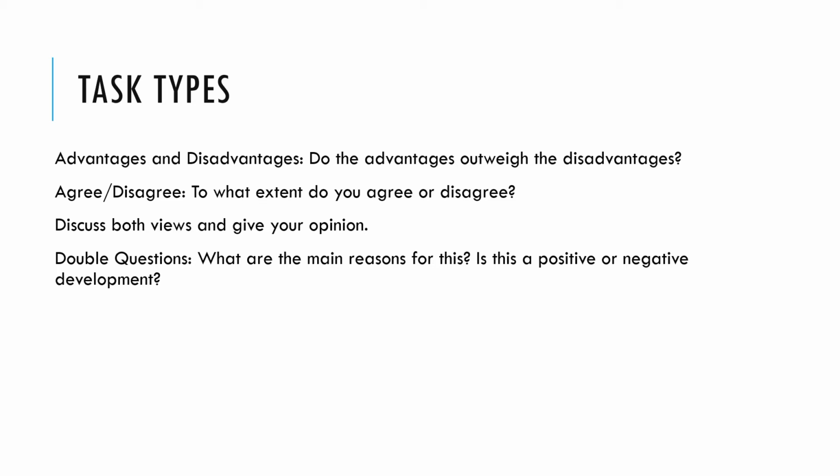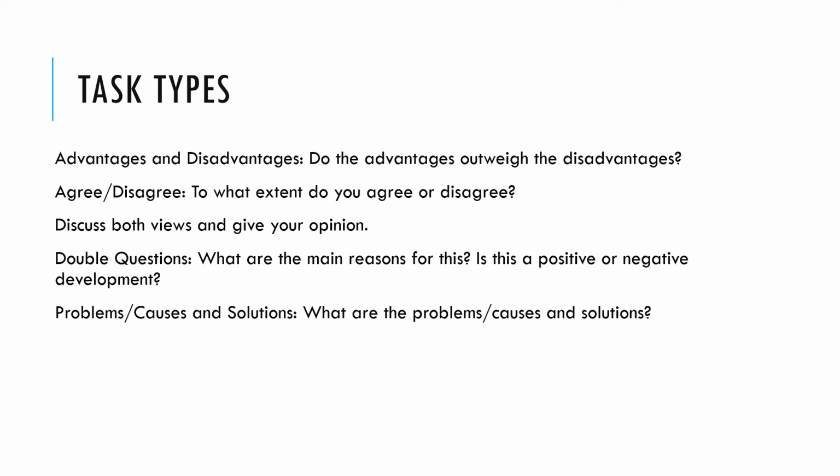There are also double questions. This means that there are 2 distinct questions for you to answer. So for this one, we've got, what are the main reasons for this, and is this a positive or negative development? In paragraph 1, you answer the first question, what are the main reasons? And in paragraph 2, you discuss whether this is a positive or negative development. And you can do this again in your conclusion as well. There are also problems, causes, and solutions essays. Here we just need to discuss the problems and the causes in paragraph 1 and the solutions in paragraph 2.